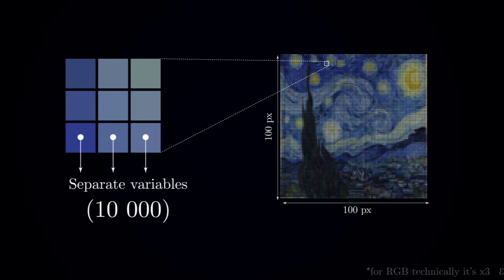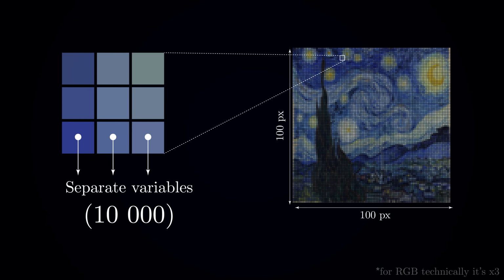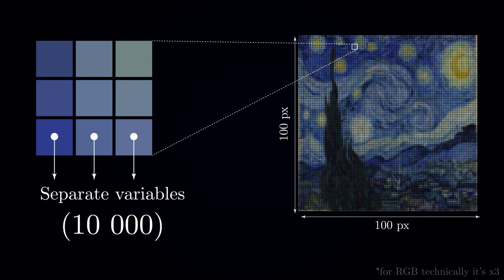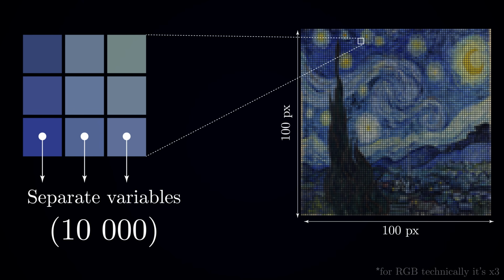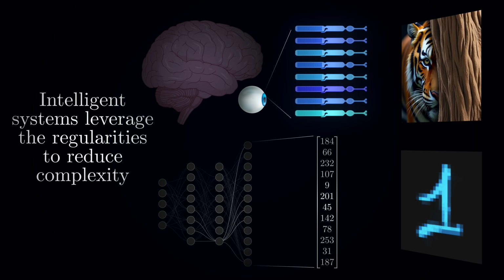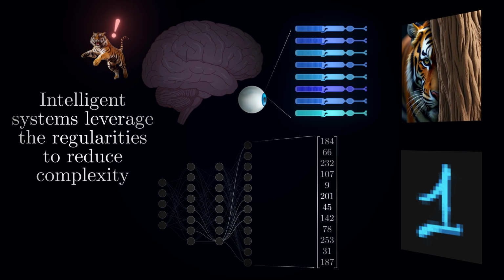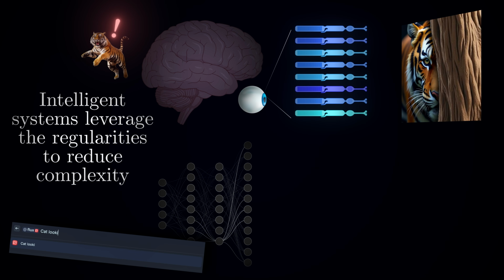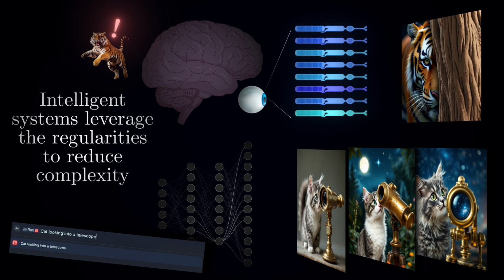A single 100 by 100 pixel image, for example, contains 10,000 individual values that are not independent of each other but follow complex patterns. The key insight is that intelligent systems can leverage these inherent patterns to build compressed models that capture the essence of what they are observing. For a biological brain, this modeling capacity is crucial for survival. For AI systems, particularly in generative modeling, we explicitly design them to capture and reproduce these patterns.